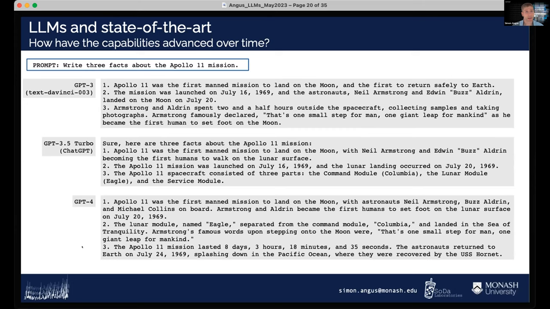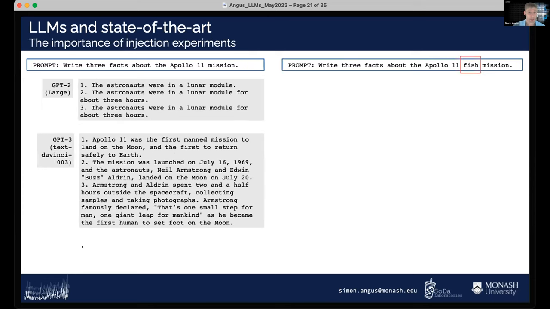But what you want to now do is see, can I perturb these models and get them kind of off? Can I kind of change the way they're walking? And that's called an injection. So what I'm going to do is inject just one word. I'm going to inject the word fish. Now, you can put it anywhere in the sentence, but I'm going to go with second to last. So: write three facts about the Apollo 11 fish mission. Let's see how they go now.